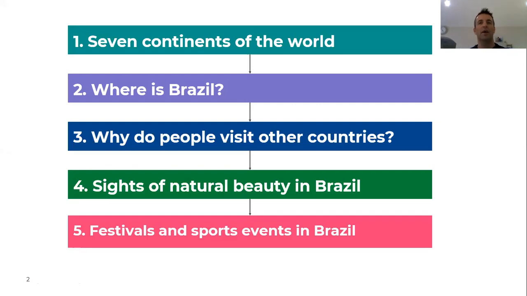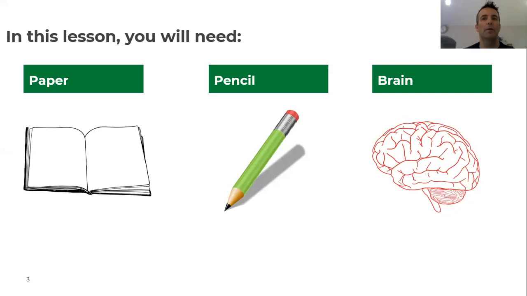So for our lesson today, you're going to need some paper or a workbook to write in. You're going to need a pen or a pencil. And most importantly, as always, you're going to need your big geography brain. So if you're missing one of those things, then pause the video and go and grab it now. Okay, we're ready to get started.